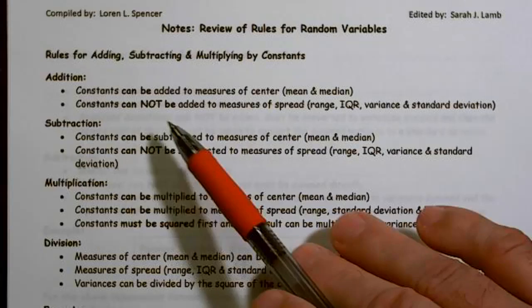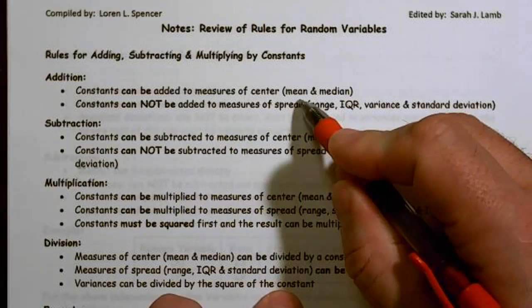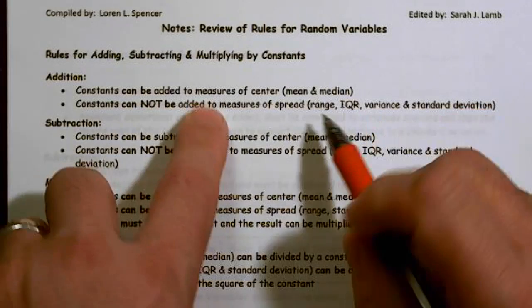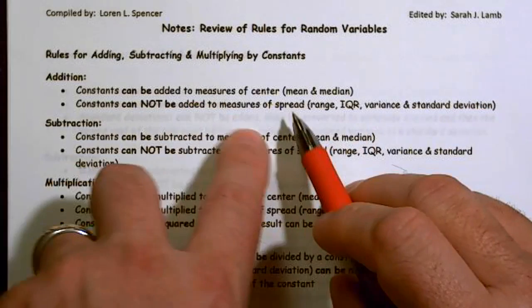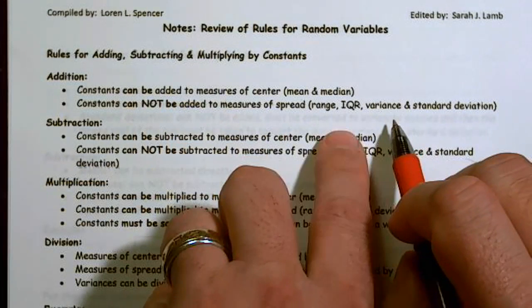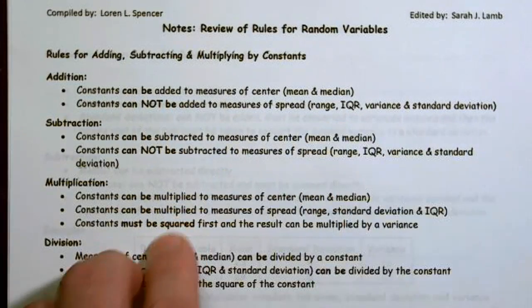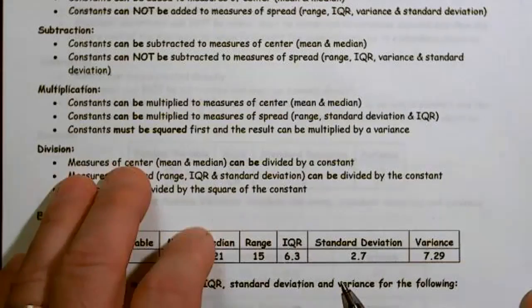For addition, constants can be added to measures of center, which means your mean and your median. We cannot add constants to measures of spread: range, IQR, variance, deviation. Those will remain the same. We cannot add things to them. We're going to have an example where we go through that. It's going to state the rules.